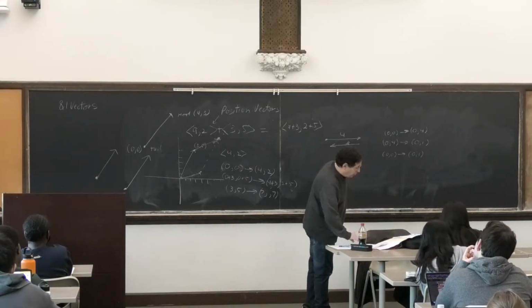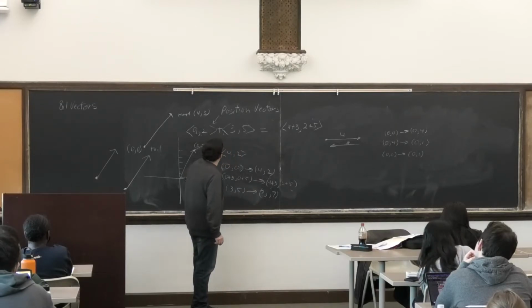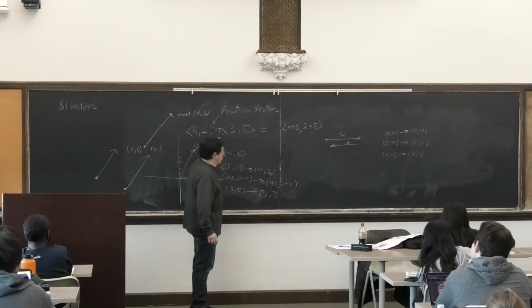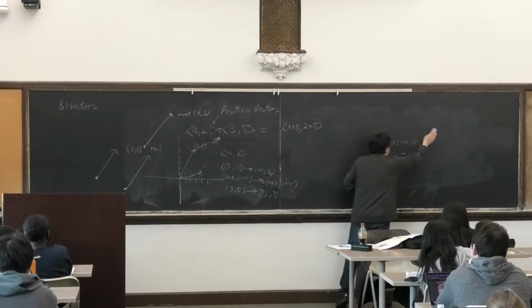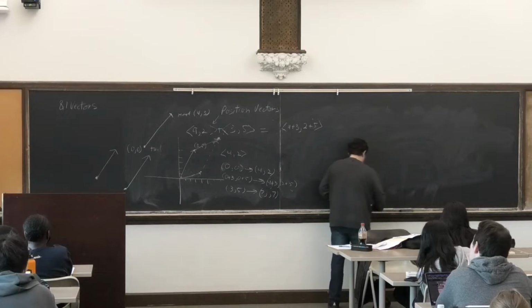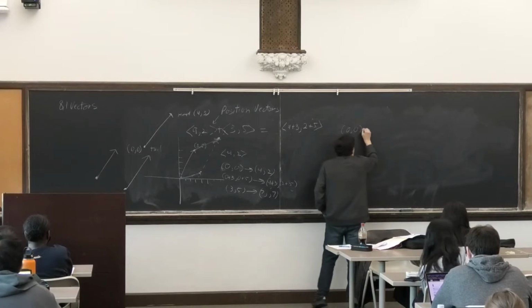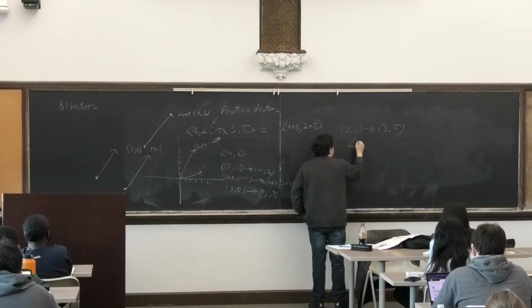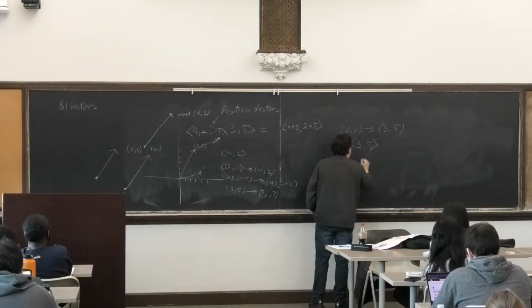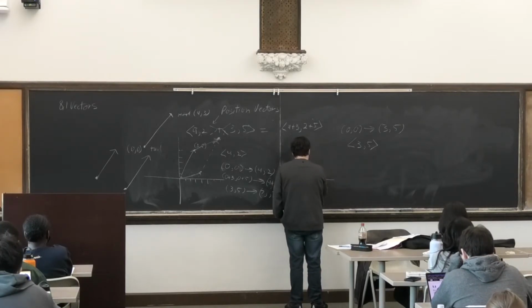Okay, so we saw that you can add vectors quite easily. You just write them as position vectors and add their coordinates. There's another operation you can do with a vector. If I have a vector, say, from 0, 0 to 3, 5, which I'll write as 3, 5.